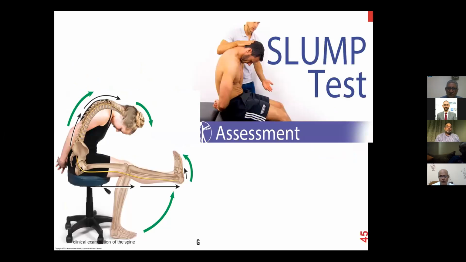This is the slump test, by asking the patient to flex his head and flex his cervical spine, lumbar spine, while sitting, and extend his knee and dorsiflex the ankle. This will apply severe stretch to the sciatic nerve and the spinal cord. And in case of tethered nerve roots, lumbosacral nerve roots, this will give severe pain.